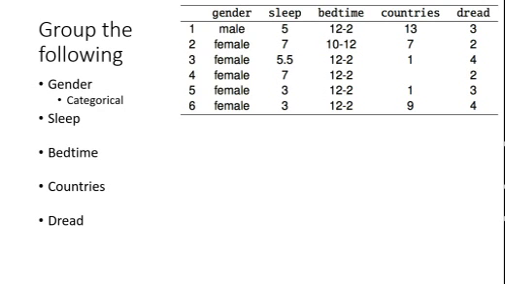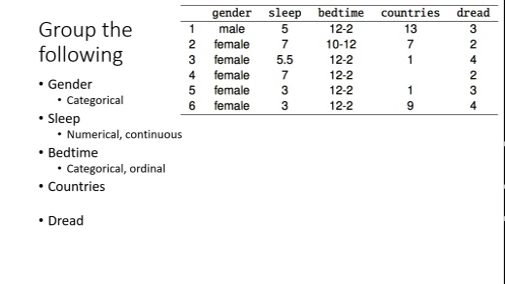Next up is your sleep. As you see, sleep is your numbers, which means this should be numerical, and it would be considered continuous because they do go into decimals, so somebody was more exact. Bedtime: you see we have 12 to 2, 10 to 12, and so on. That would end up being categorical, and it would be ordinal because you do have some sort of pattern or order it can be put into.